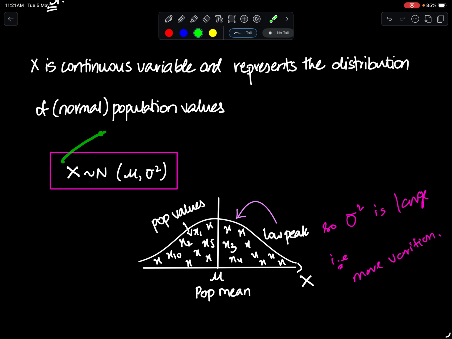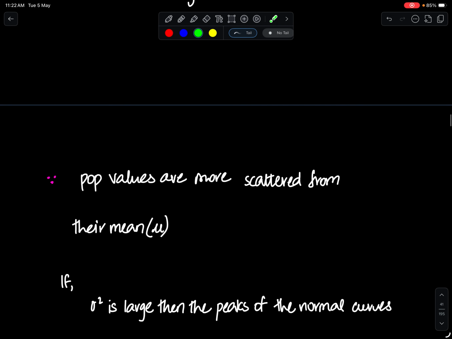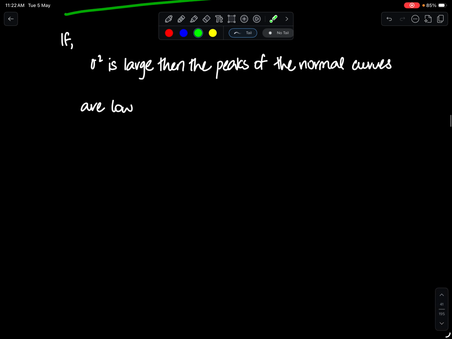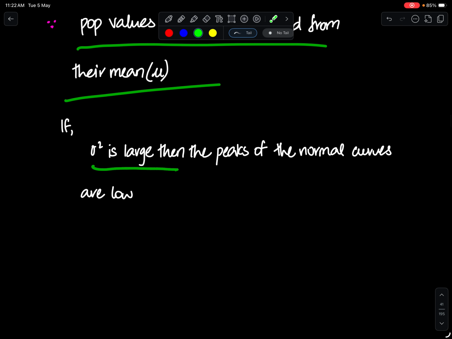This is the population. X is normally distributed with mean mu and variance sigma square, and observations are more scattered from their mean. Sigma square is large, so there is more variation. Population values are more scattered from their mean. When sigma square is large, the peak of the normal curve is low.